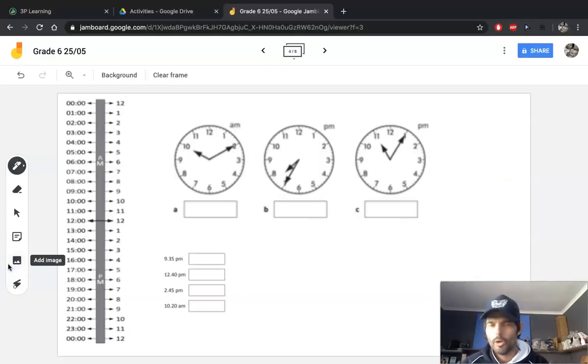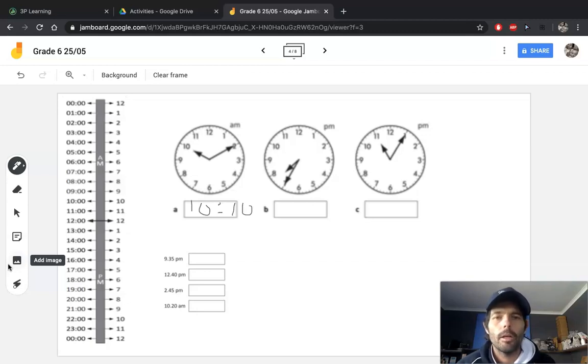Right, so if we have a look at the analog clocks first, you can see the first one says AM, okay, and we can see it's the minute hand to the 2, so that's 10 minutes, and the hour hand to the 10, so that's going to stay 10. Okay, 10 minutes past 10, and that's AM. When you write in 24-hour time, you do not need to write AM or PM because the numbers should tell you if it's AM or PM.